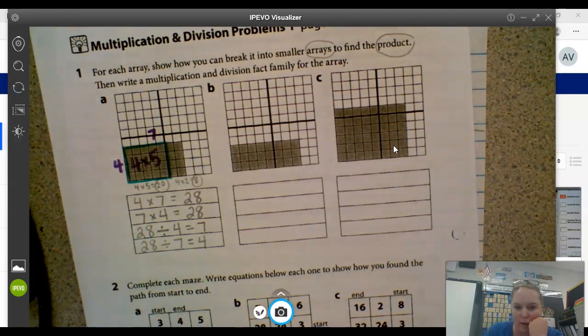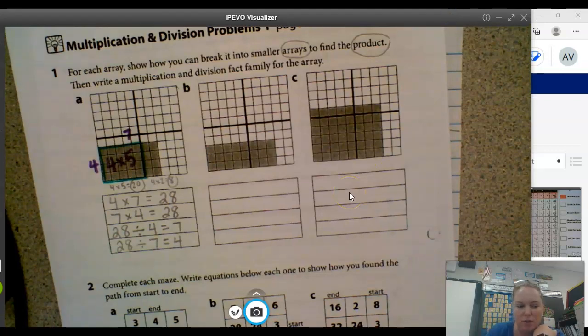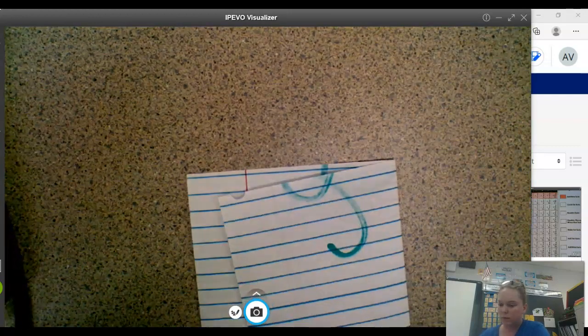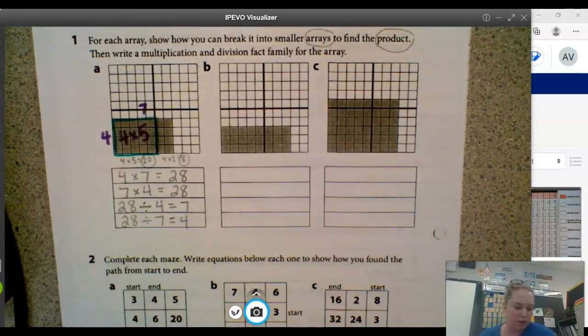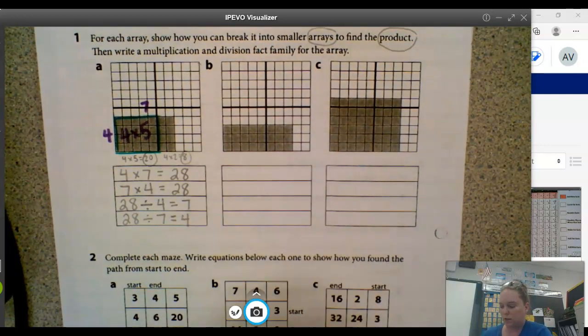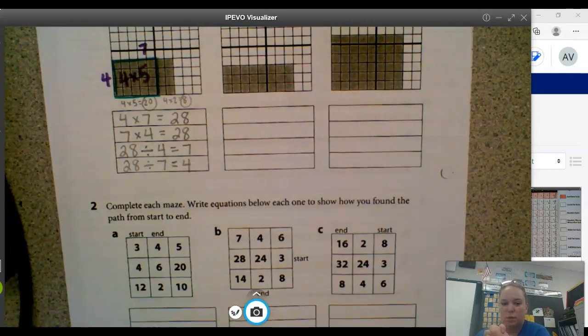Okay, here we are back, and we are going to continue working on page 61 in your Number Corner workbook. I don't know what happened to my little picture-in-picture down there, but I'm still here. The next part says complete each maze. Write equations below each one to show how you found the path from start to end. Okay, so I see the word start right here.